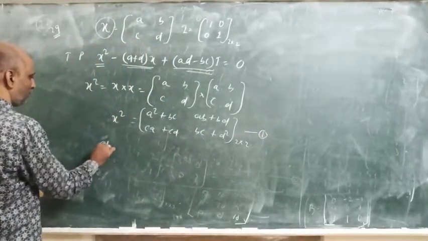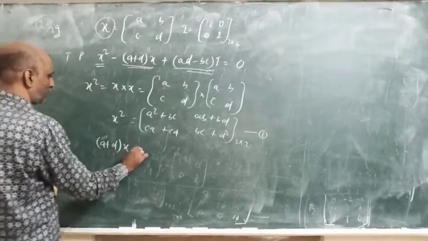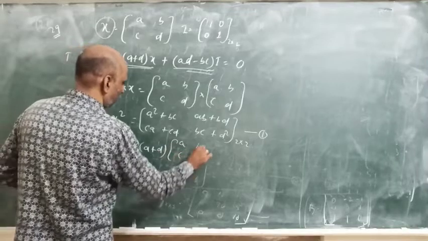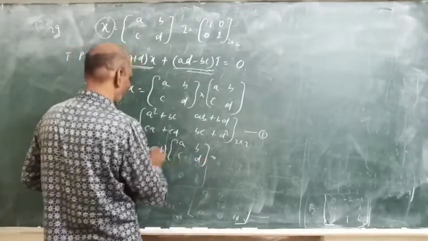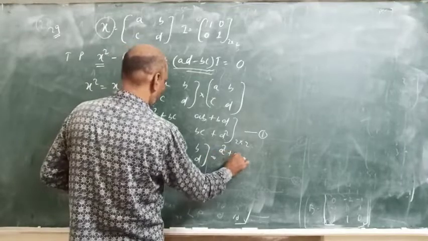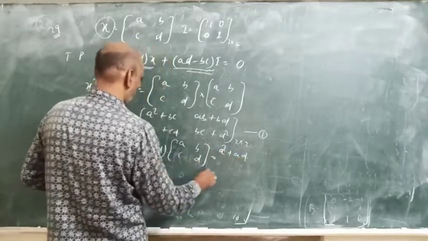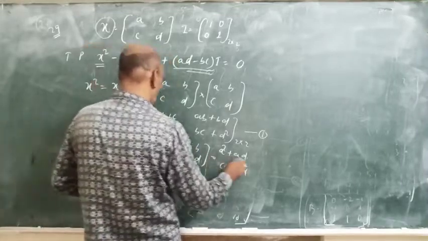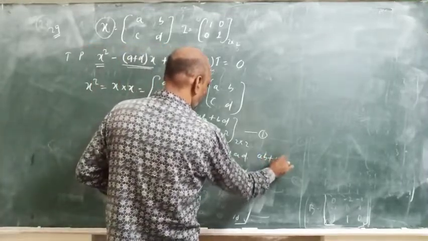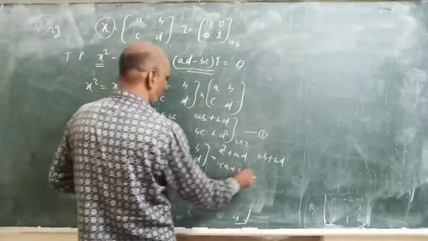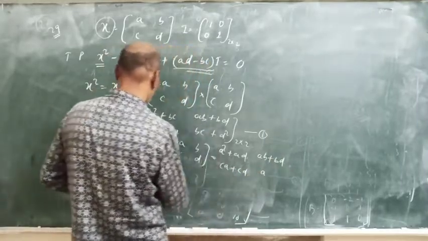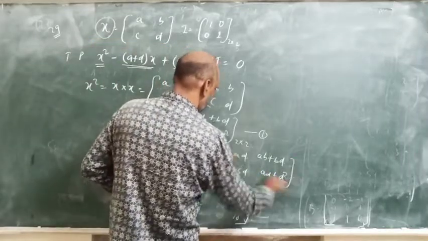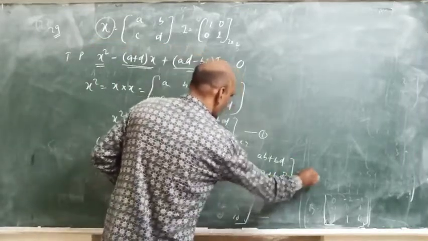Then (a plus d) into x, that is (a plus d) into [a b; c d]. What do you get? [a square plus ad, ab plus bd; ca plus cd, ad plus d square]. This is your 2.